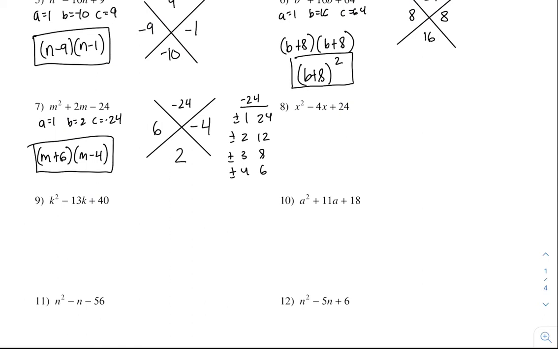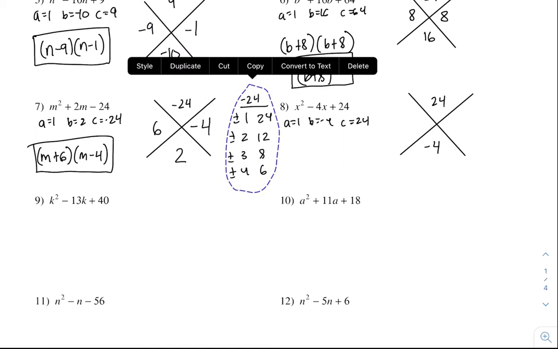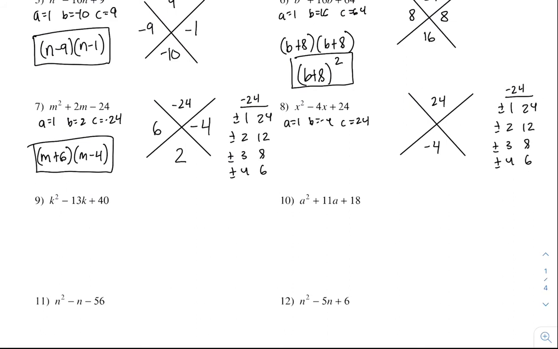Alright, 8. A is equal to 1, B is equal to negative 4, and C is equal to 24. X method, A times C up top, so 24, and B on the bottom for negative 4. Now, this is pretty much the exact same list as this, except it's positive now, which is fine.